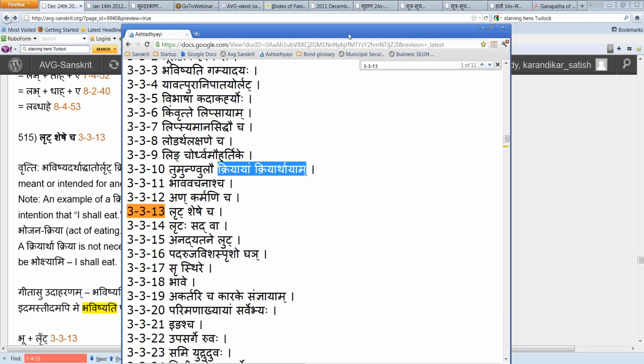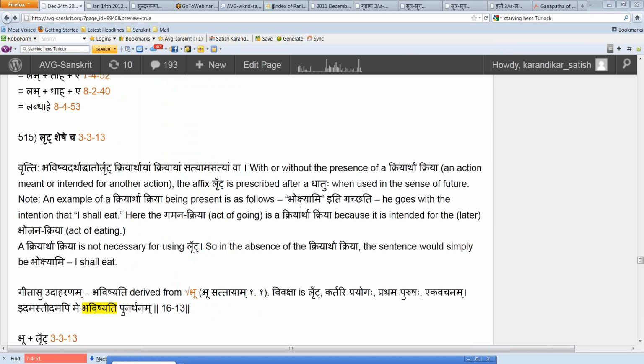So then this example like bhokshyami iti gacchati would not have been possible, because here we have a kriyartha kriya, and somebody could have argued, wait a minute, if kriyartha kriya is there, then only tumun and nul can be used, rut cannot be used. So to prevent rut from being overruled by tumun and nul, upon specifying sheshe cha, it can be used whether the kriyartha kriya is there or not there.